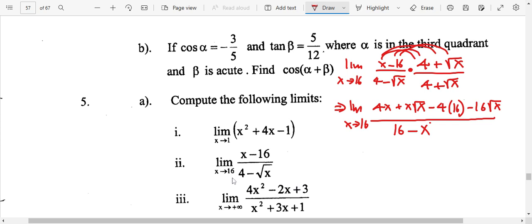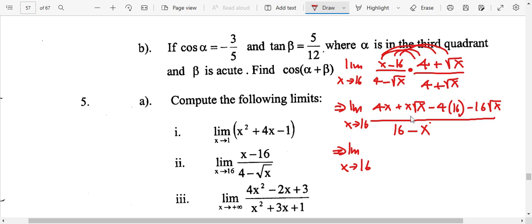Yes, it is. Alright, so that will give you limit as x approaches 16. So your aim is to make sure that on top you should also see something like 16 minus x. That should be your aim. You need to see 16 minus x. So I'm going to pair everything that has got. Let's see, what am I supposed to pair up here?